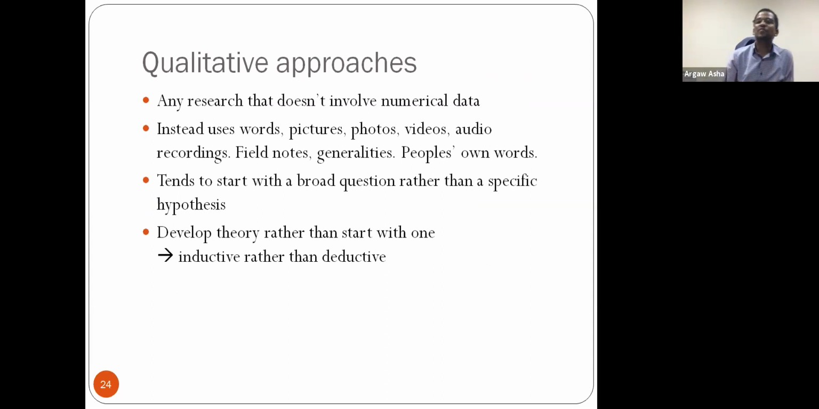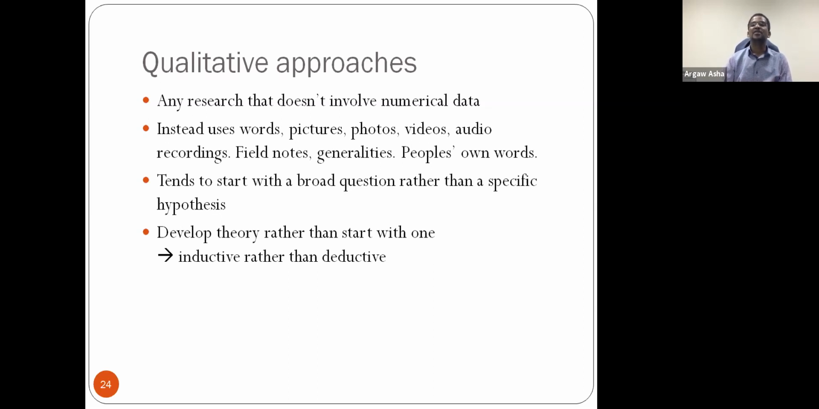In the case of the qualitative approach, it is any research that doesn't involve numerical data. If you don't have any numerical data, your research is qualitative research. That means it uses words, pictures, photos, videos, or recordings instead. Whenever you are interviewing people, they will give you their own words. You tend to start with some broad questions rather than a specific hypothesis.